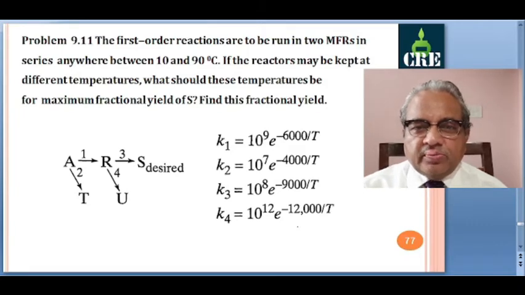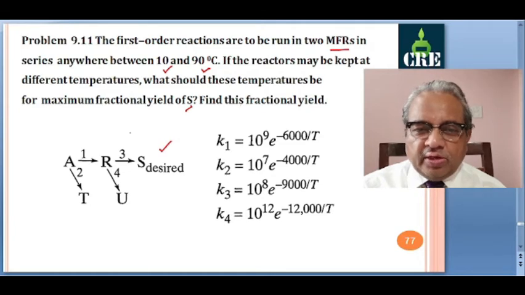Next, 9.11. The first order reactions are to be run in two mixed flow reactors in series anywhere between 10 and 90 degrees Celsius. If the reactors may be kept at different temperatures, what should be the temperatures for maximum fractional yield of S? Okay, we want maximum fractional yield of S. S is our desired product, and we have to find this fractional yield. We have to maximize it and report the value.